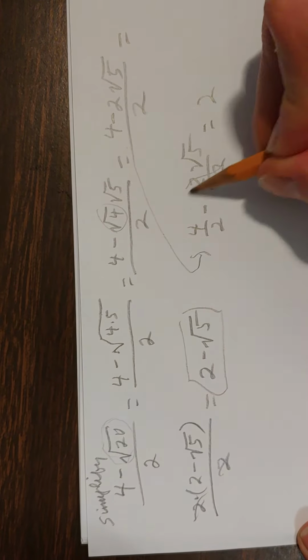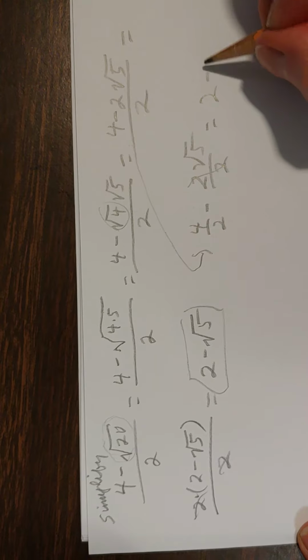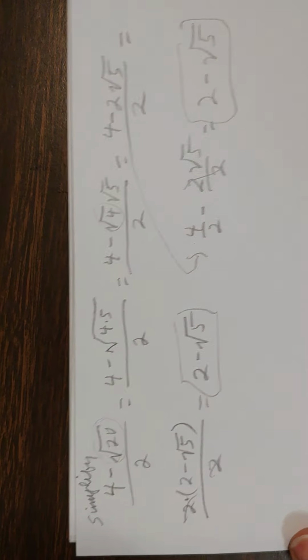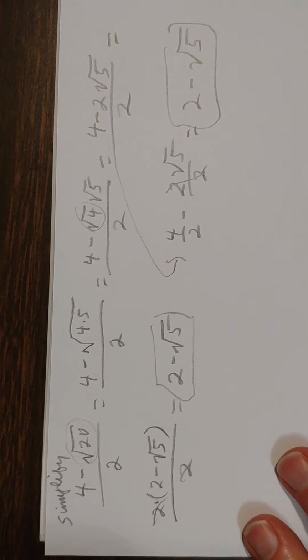These 2's divide out again. It's just 2 over 2 is 1. So we get 2 minus 1 times the square root of 5, or just 2 minus the square root of 5. Same answer. Okay? I think we did that one in class, but there it is.